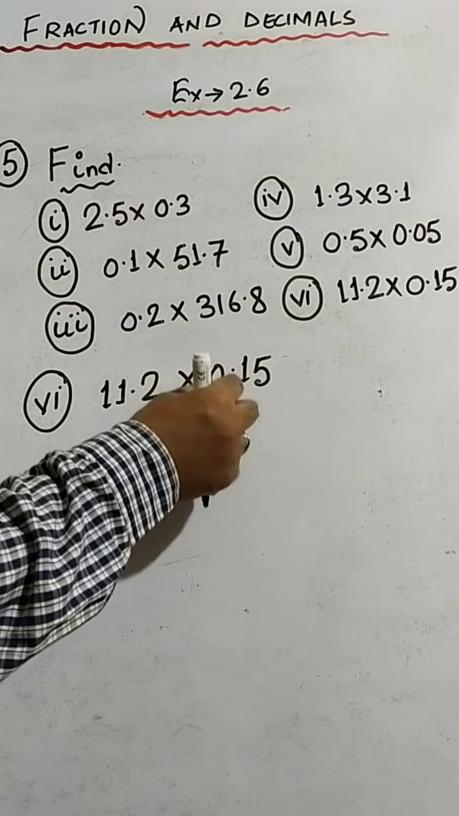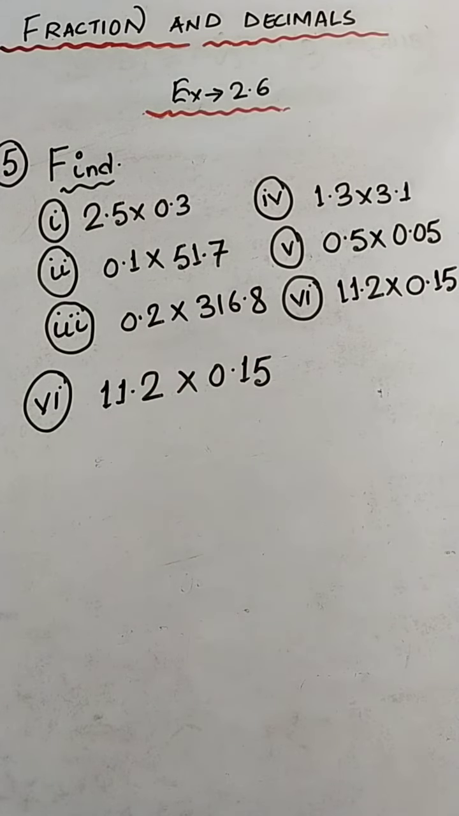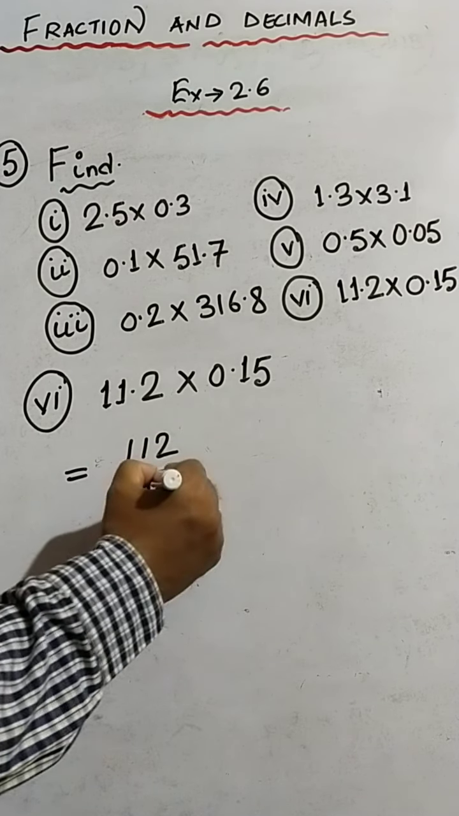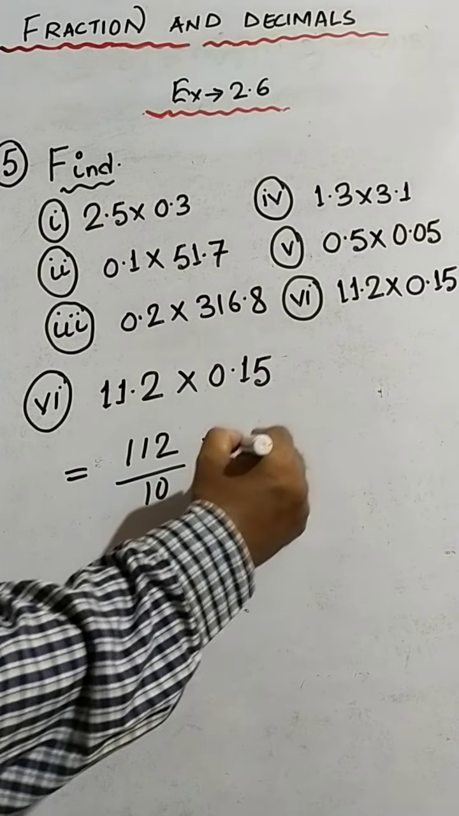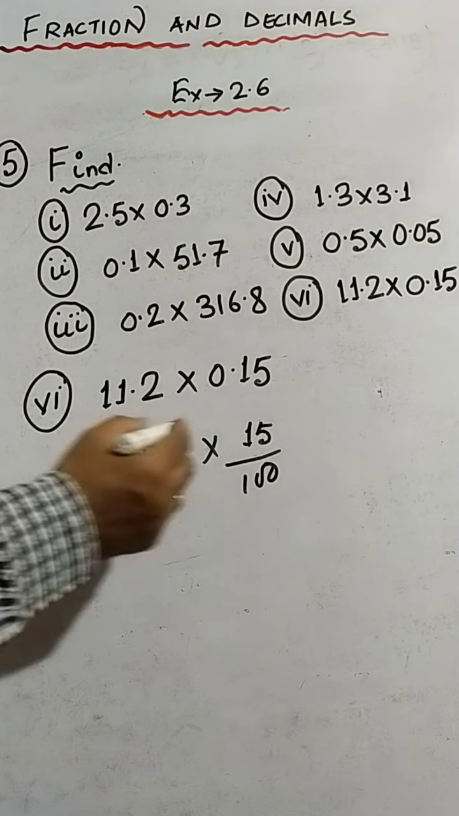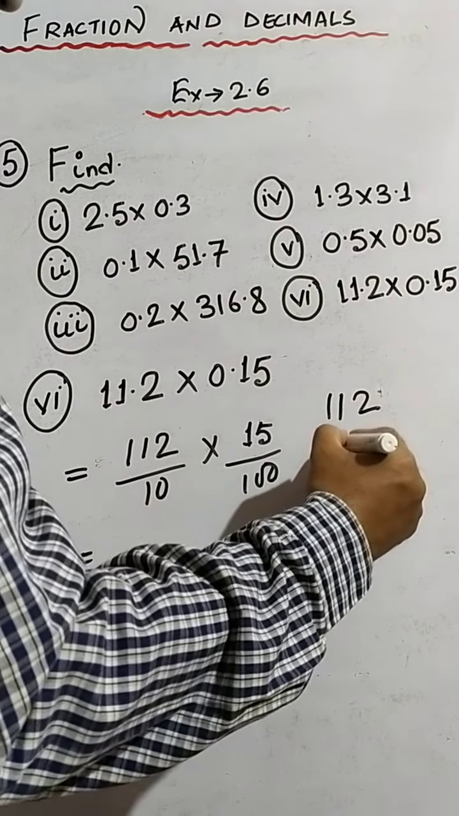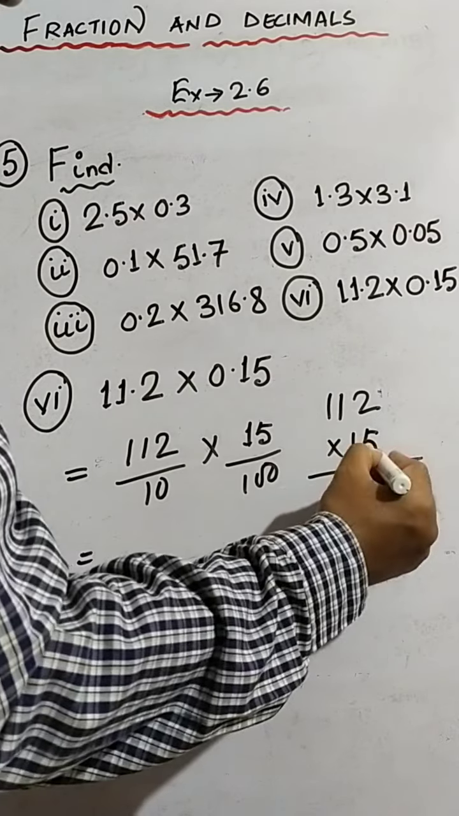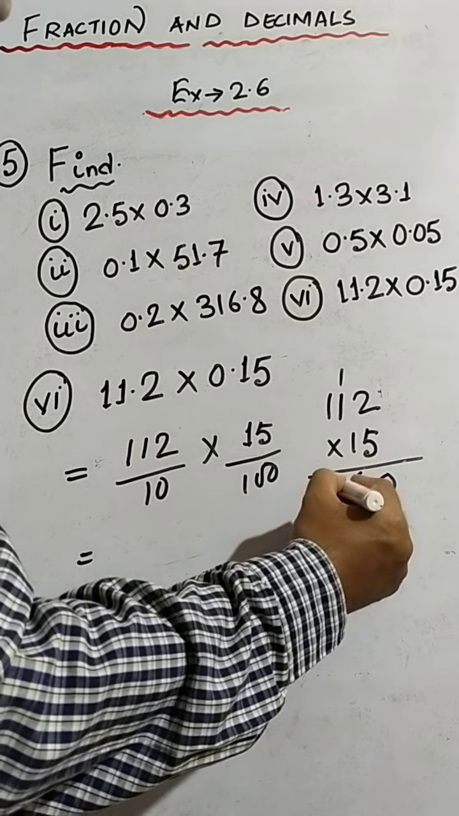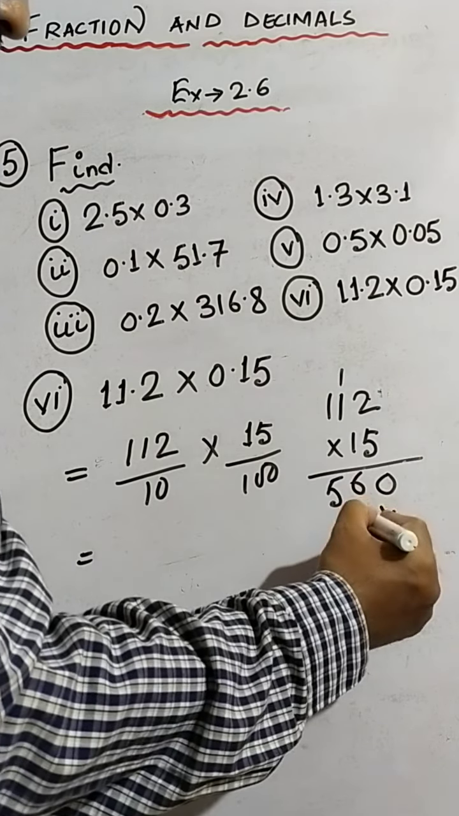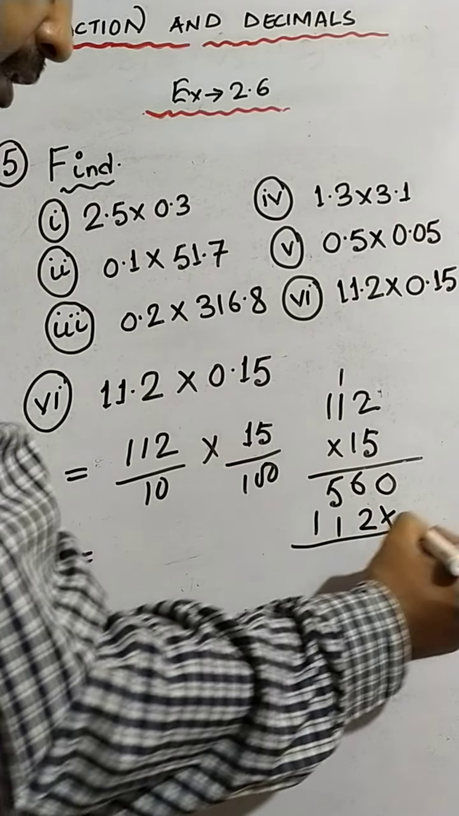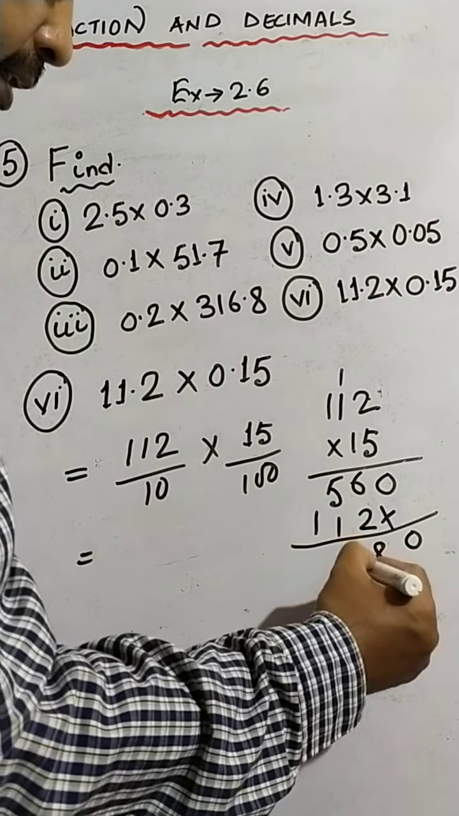Now let's do the last sum of this session, that is sum number 6 of question number 5: 11.2 into 0.15. The first thing, we write 112 by 10 and 15 by 100. Now just multiply it. 112 into 15: 5 2s are 10, 5 1s are 5 plus 1, 6, 5 1s are 5; 1 2s are 2, 1 1s are 1, 1 1s are 1. Now just add it.